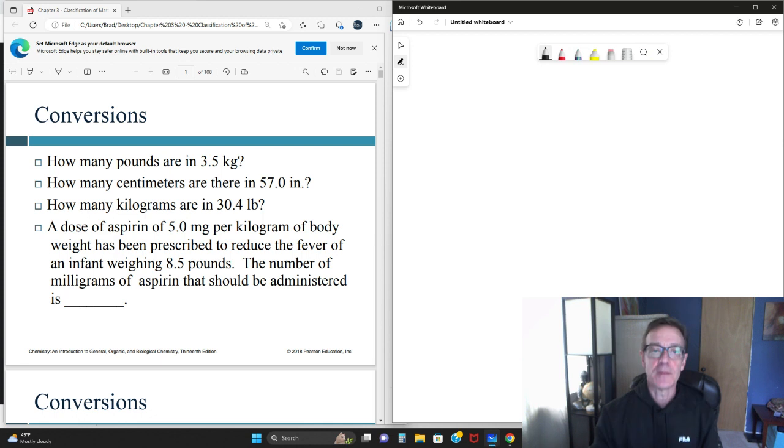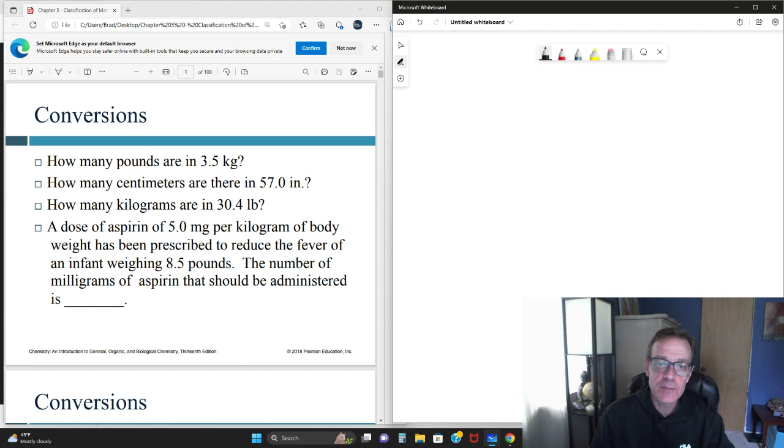Okay, some quick review. I'll go over these really quickly to make sure they make sense. This is a start of reviewing for the test next week. How many pounds are there in 3.5 kilograms? Multiply that by 2.2. If you don't understand where I got that, be sure and review that type of thing. The number of centimeters in 57 inches, multiply by 2.54. You might not know the numbers, but you can see where I'm going. The number of kilograms in 30.4 pounds, of course, divide by 2.2.